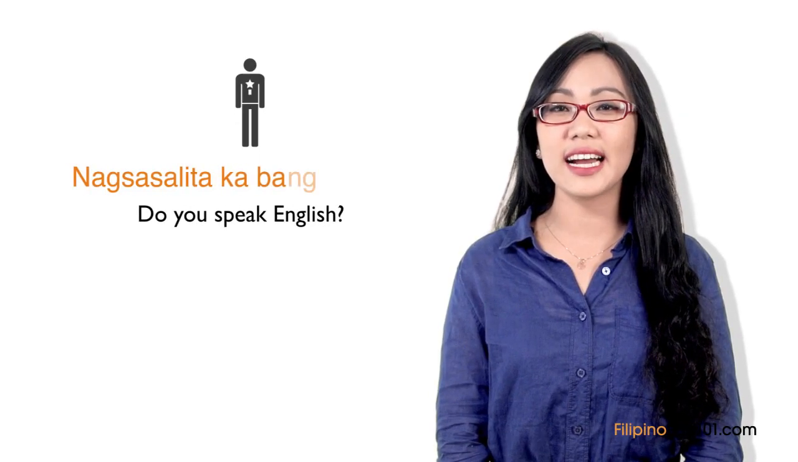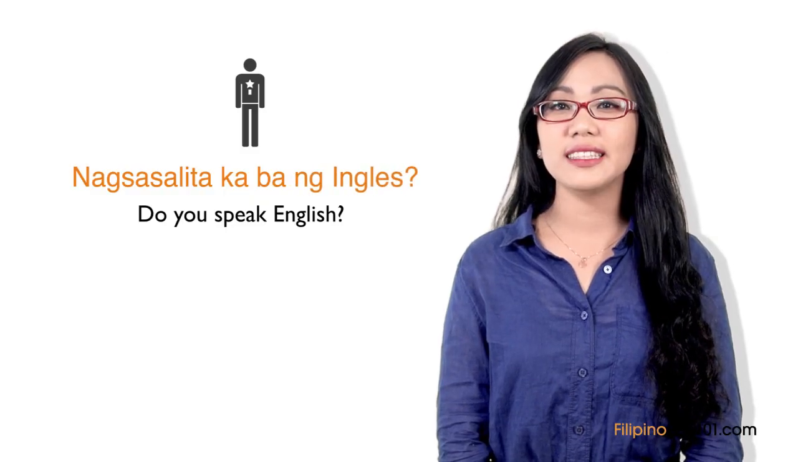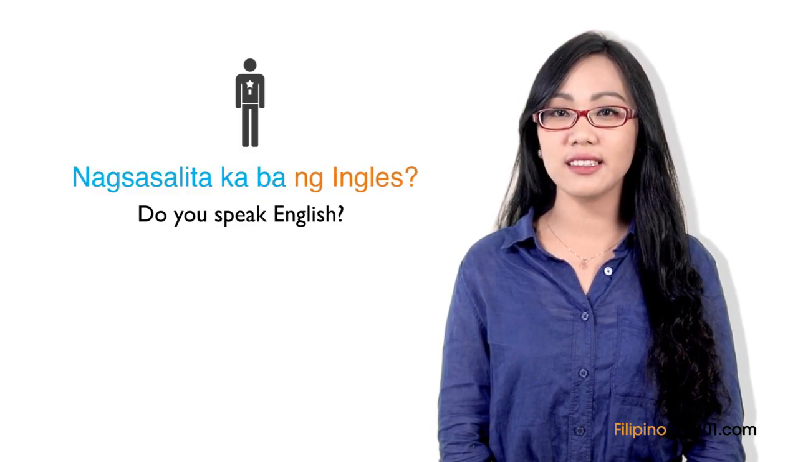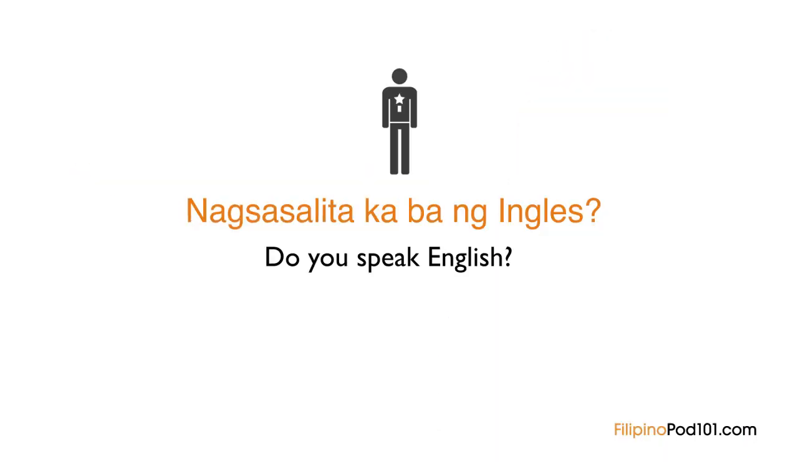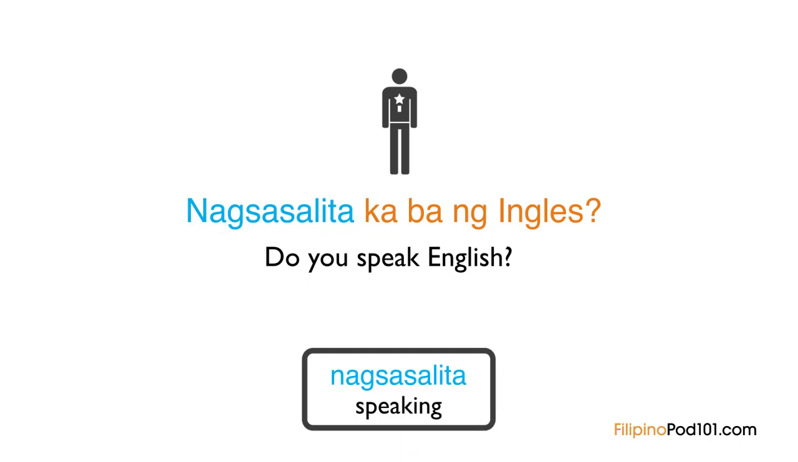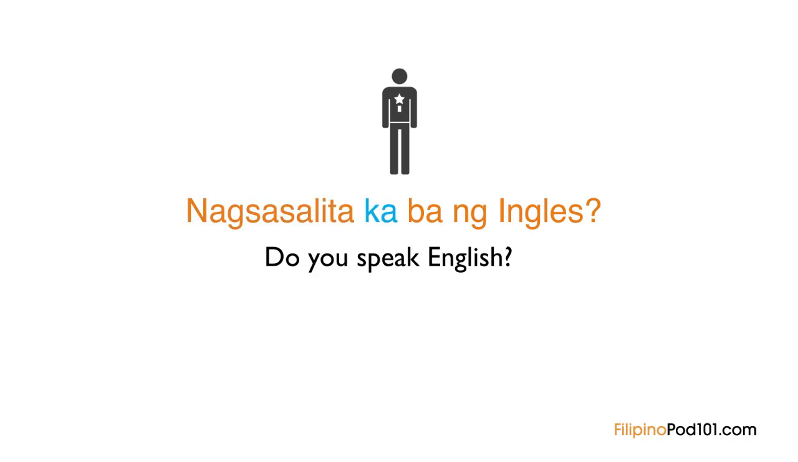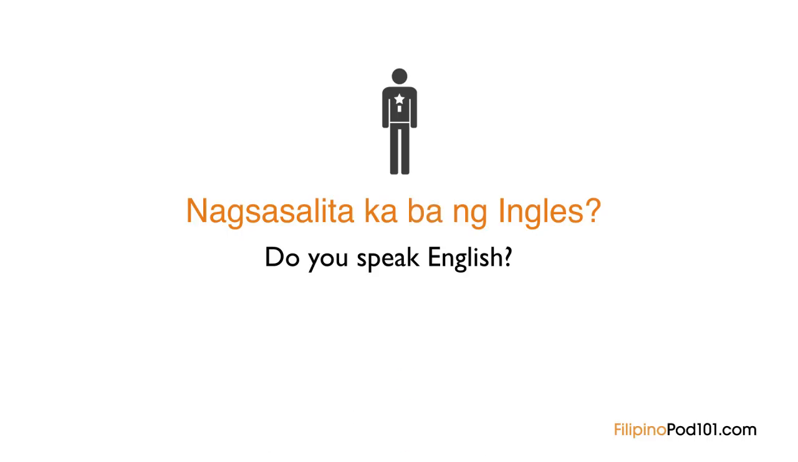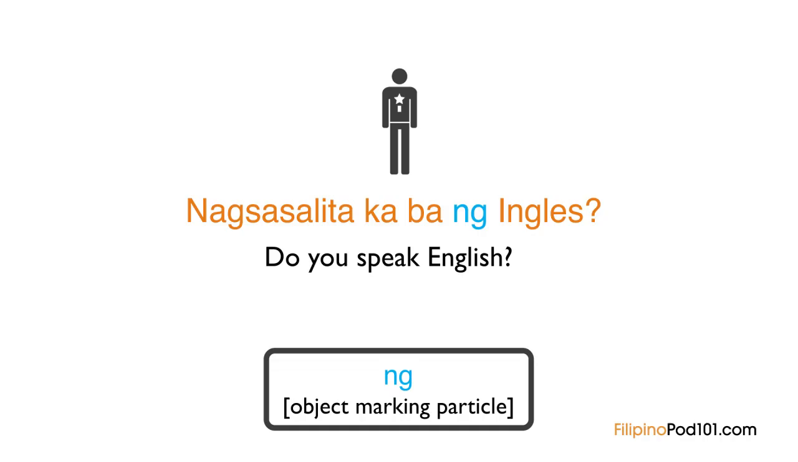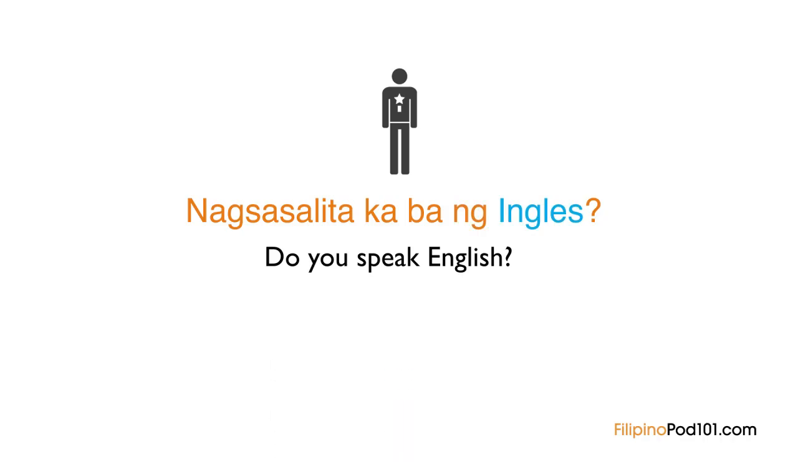Nagsasalita ka ba ng Ingles? Let's break down the sentence. In Filipino, the verb can come before the subject. Nagsasalita means speaking, followed by ka, which means you. Next, there is ba, which is the question marking particle. After it comes nang, which acts as an object marking particle, marking Ingles, which, as you might have guessed, is English.